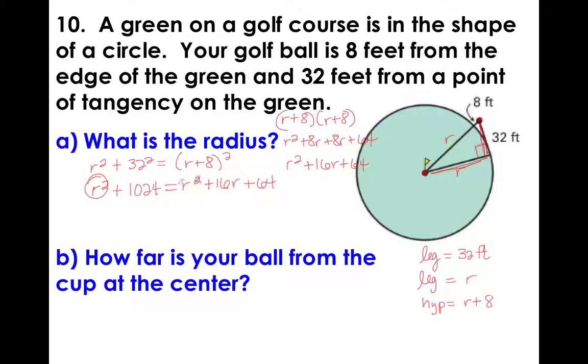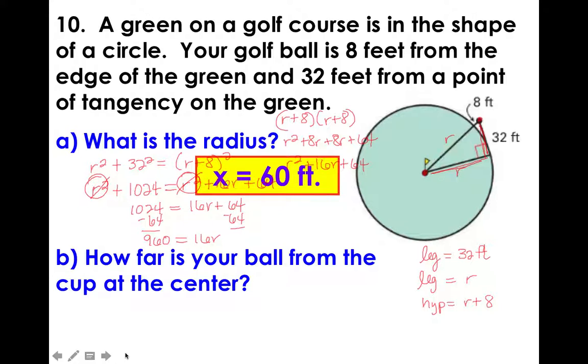Notice since I have R squared on both sides of the equal sign, they cancel out. That means I'm left with 1024 is equal to 16R + 64. I can subtract 64 from both sides, and I end up with 960. And now when I divide both sides by 16, I end up getting R is equal to 60. So that means that my radius is 60 feet.